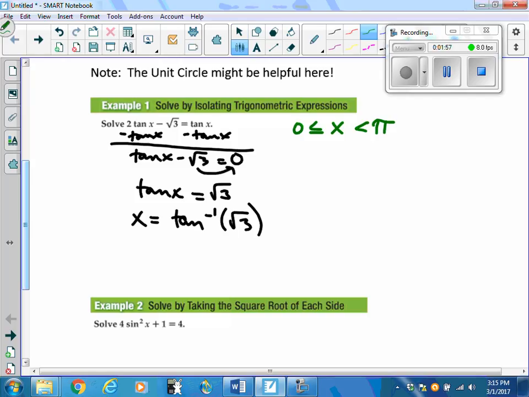If I use my unit circle, I'm going to get that when the tangent is square root of 3, x has to be pi over 3. Now I could go around my unit circle and find other values where tangent is square root of 3, but that's the only value in the range from 0 to pi.